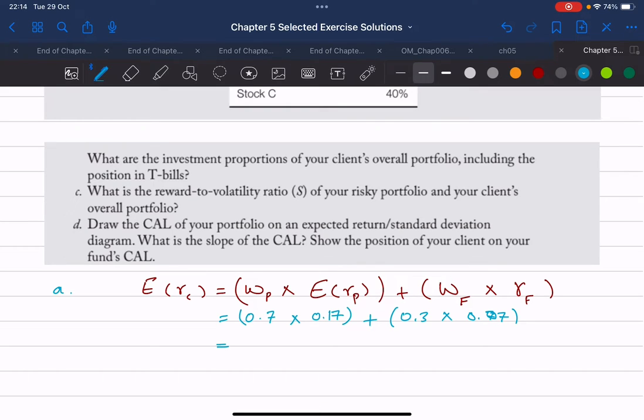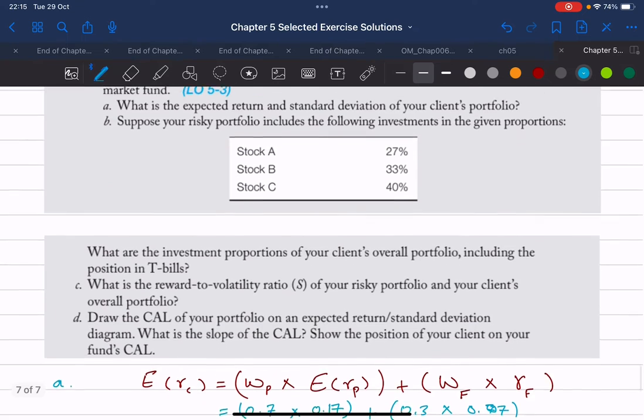All right, now let's run the numbers in our calculators. I'll open a bracket and then 0.7 multiplied by 0.17, close the first bracket, plus another bracket, 0.3 multiplied by 0.07. That's going to be 0.14, which is equal to 14%. That would be the expected rate on the portfolio of that investor.